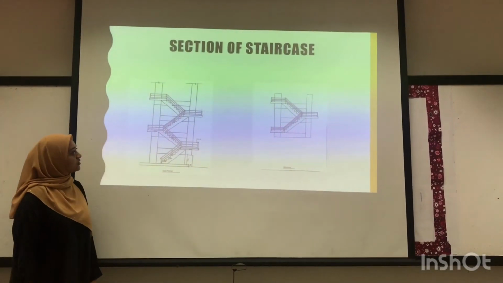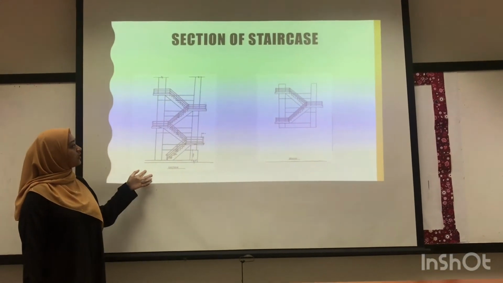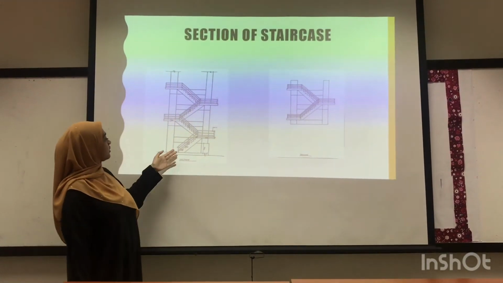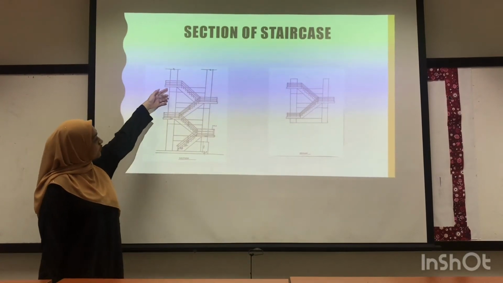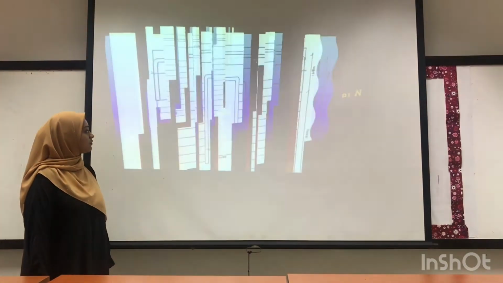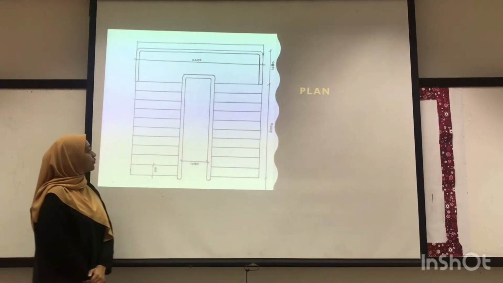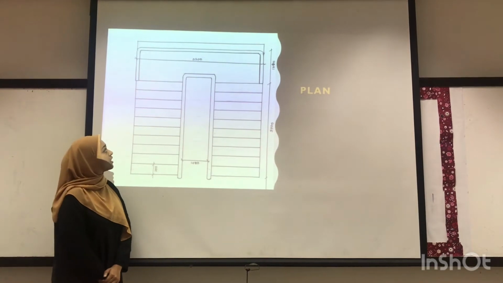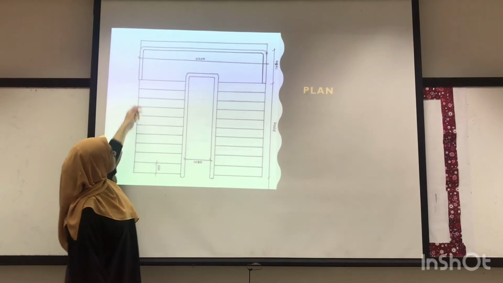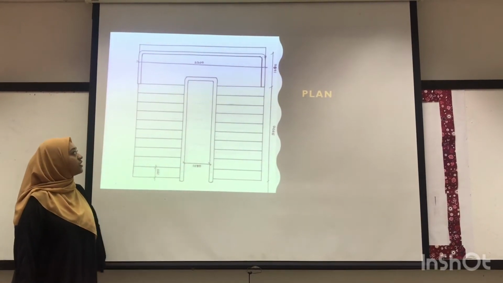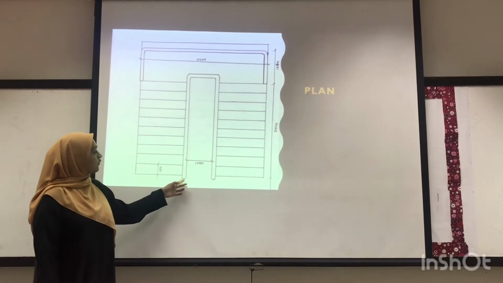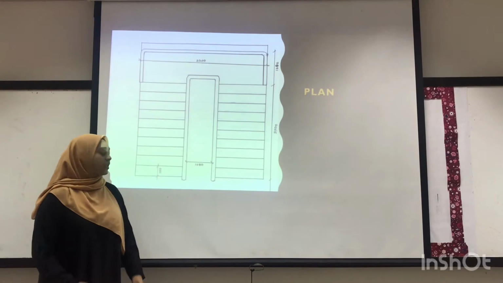So this staircase connects 3 levels of the building. So this is the 1st level, 2nd level, and 3rd level of the building. This sketch shows us the plan of the staircase from the top of the staircase. So this is the landing. The length of the landing is 2,200 and the width is 1,680. So the size of the open well is 1,080.